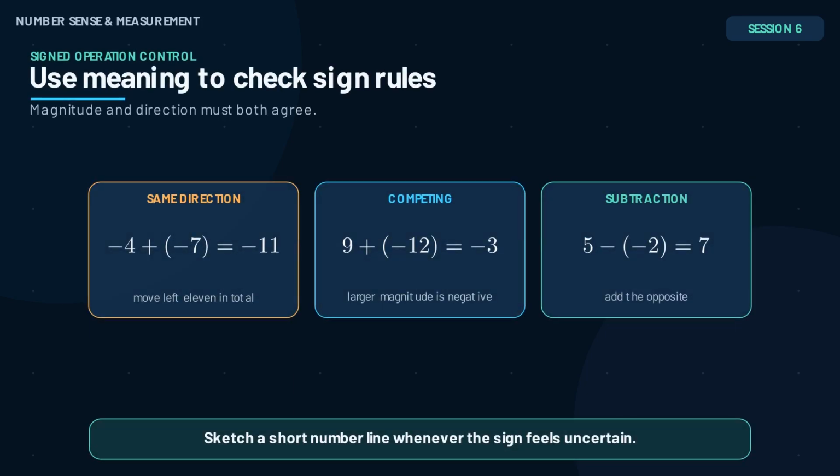For like sign changes, add magnitudes and keep the shared direction. -4 plus -7 is -11. For unlike signs, subtract magnitudes and keep the direction of the larger magnitude. 9 plus -12 is -3. For subtraction, add the opposite. 5 minus -2 equals 7.